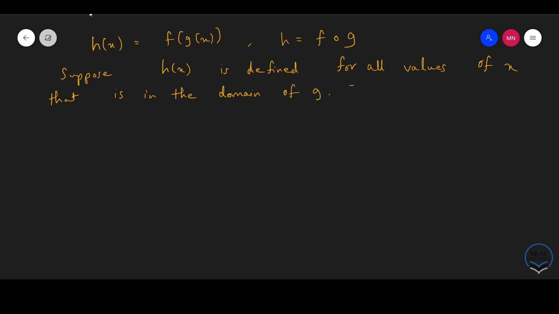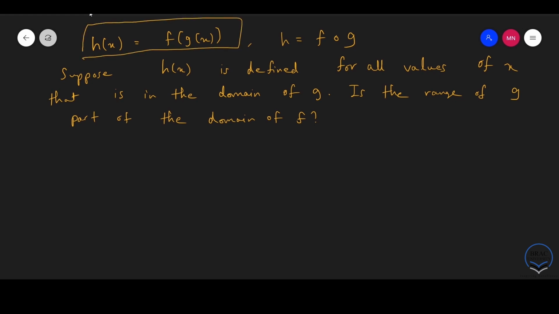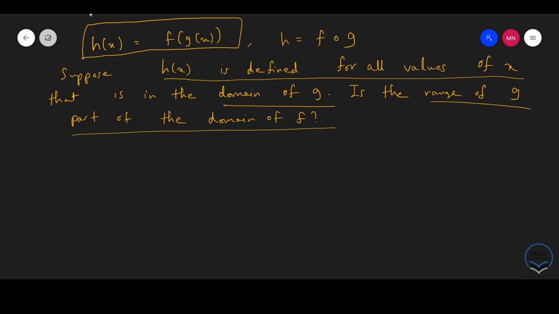Now is the range of g part of the domain of f? Right, so now we have a function h of x which is just the composition of two other functions f and g. Now we're told that h of x is defined for all values of x that is in the domain of g. Now is the range of g part of the domain of f?